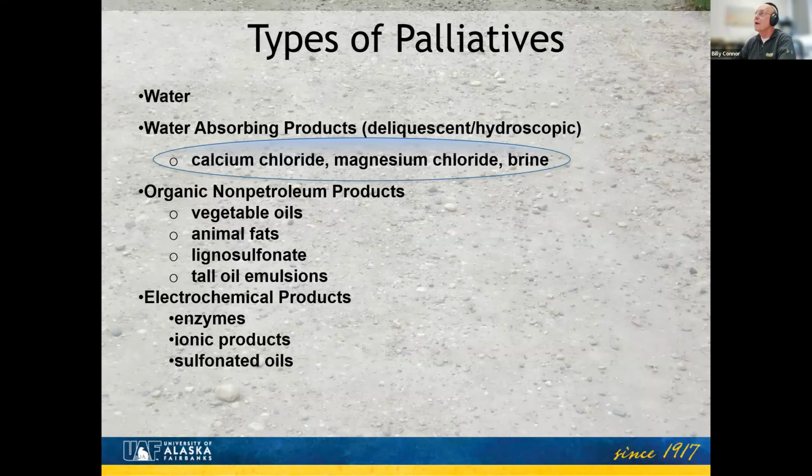So let's talk a little bit about the water absorbing products. Here in Alaska, we use a lot of calcium chloride. Some states use magnesium chloride, but we typically use calcium chloride because it's a little bit less expensive, and we also use it for ice control on our system. So we only have to buy one product instead of two.